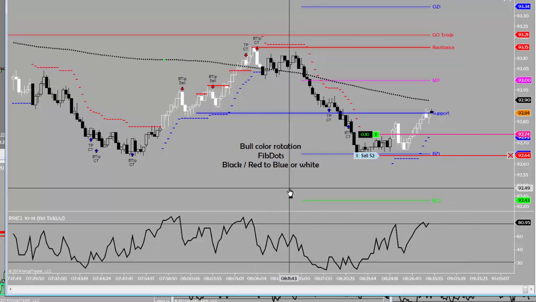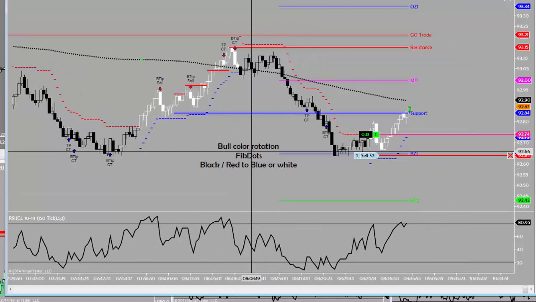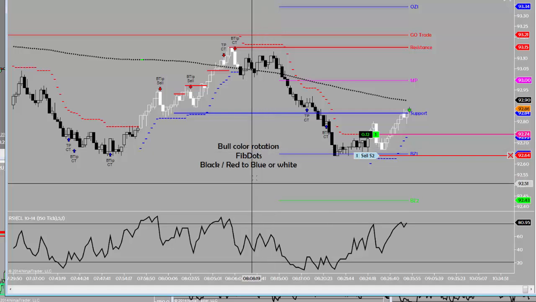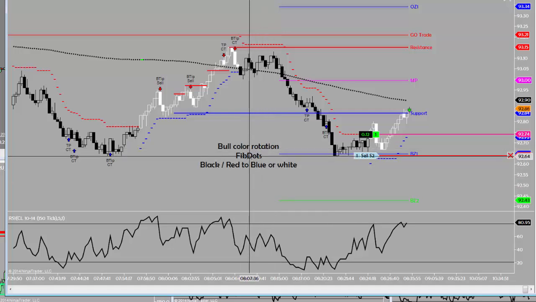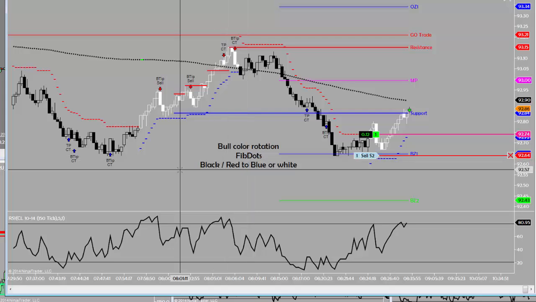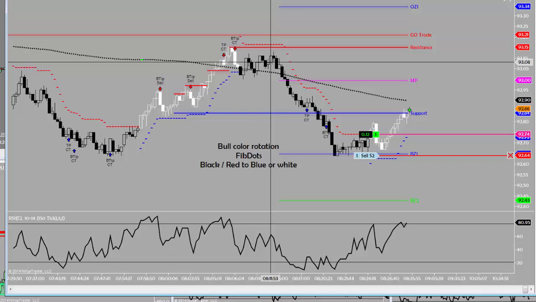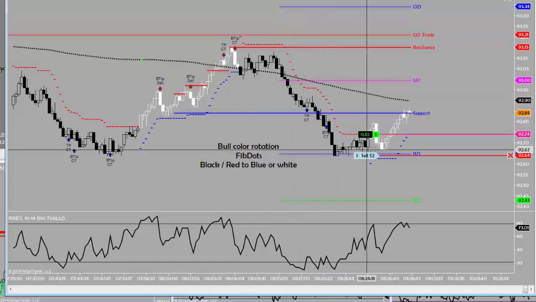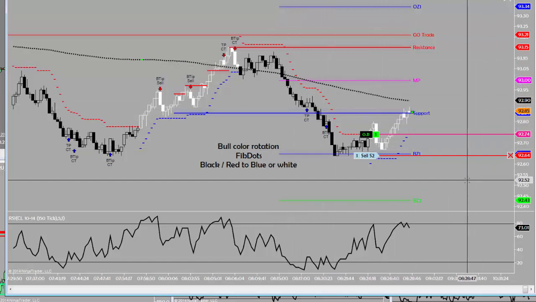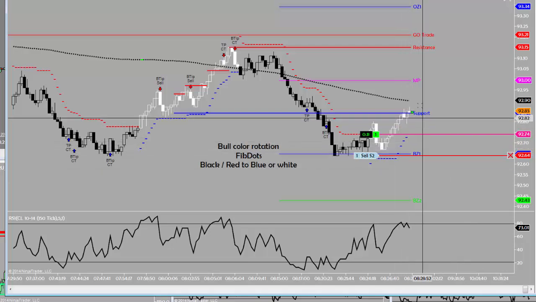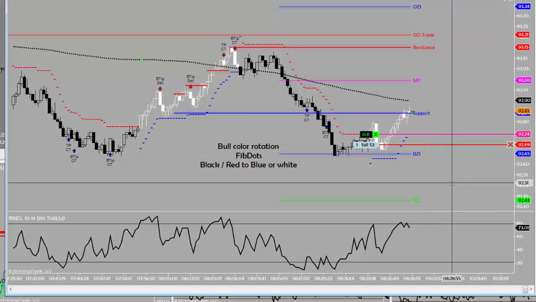All right, so the signal, very simply, is bull color rotation. That's caused by the FibDots. And we'll either go from black or red to blue or white. Here, for me, visually, black is bearish, white is bullish. Very, very simple. My FibDots right here, kind of like an SAR, some of you have seen that. They're going to trail based on volatility. Stops come to 69.